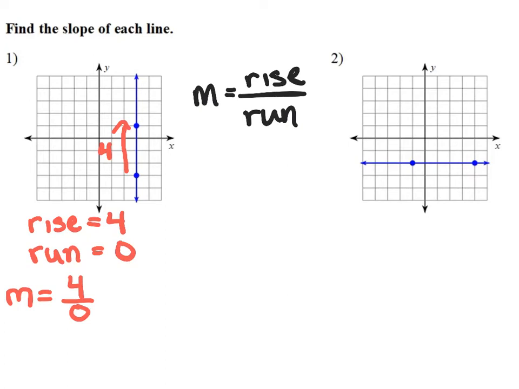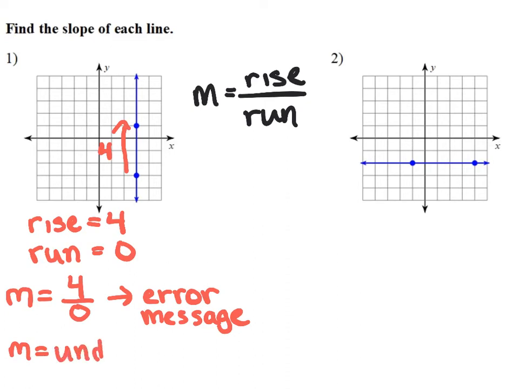And if you type that into your calculator, it gives you an error message. That's because you can't divide a number by 0. It's not a valid calculation. So the way that we refer to this is that the slope is undefined. And that's the case for every vertical line, or a line that goes straight up and down.